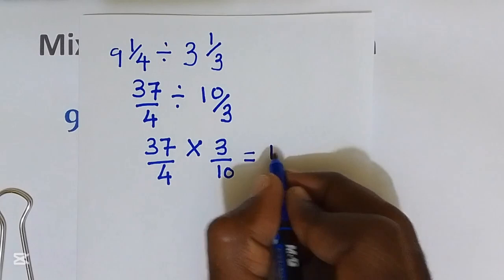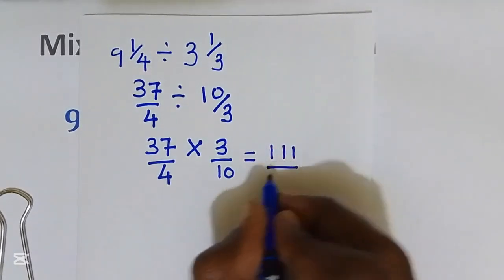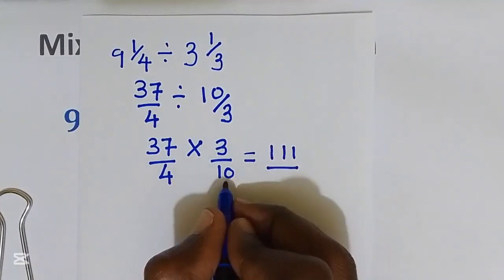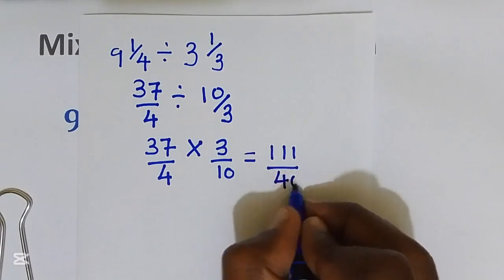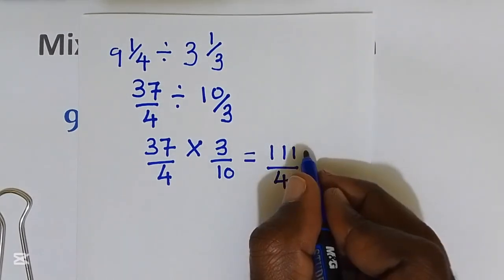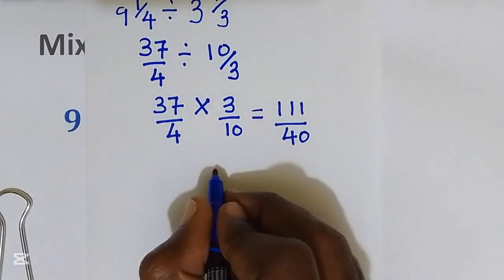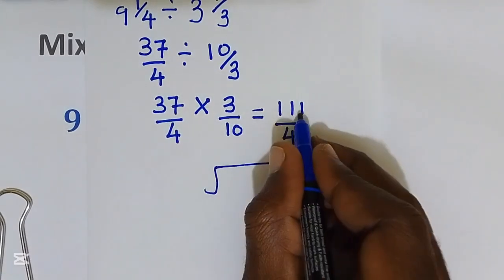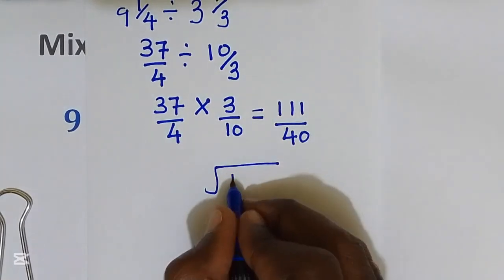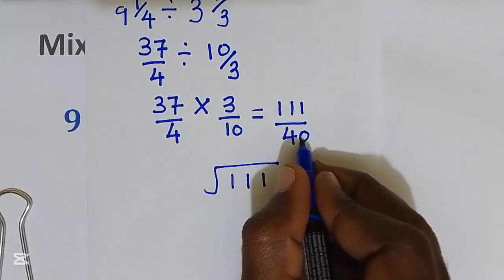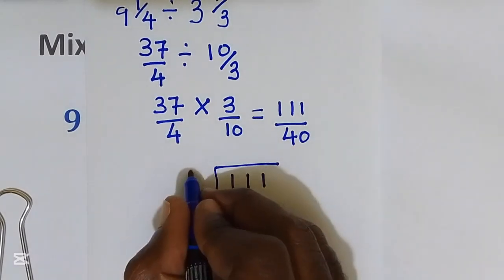We get 111 over 4 multiplied by 10. We get 40. This is an improper fraction, so we are going to make it a mixed number. We are going to divide by long division. The numerator will come inside, and the denominator, we are going to bring it out.